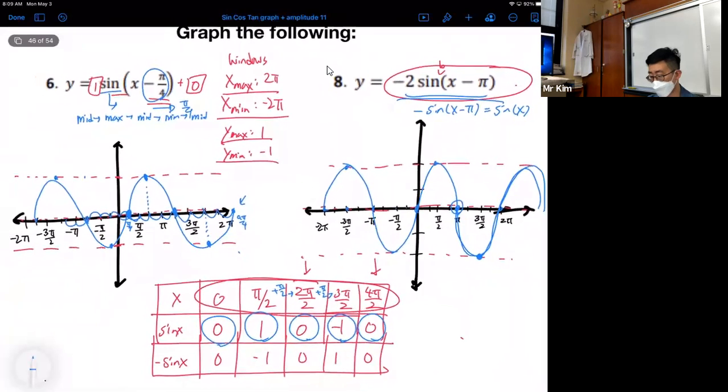Are we all good with this one? Danny, let me know when you copy this one here, okay? Oh, yeah, yep.